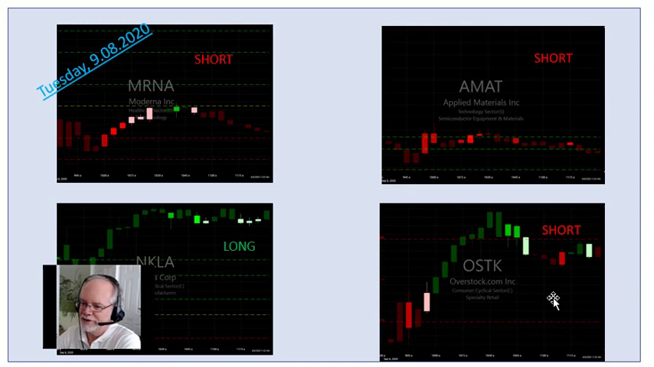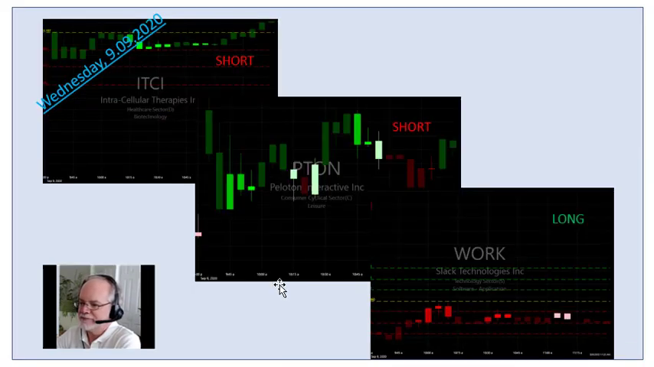For example, on Tuesday, 9/8/2020, I posted 4 trades in the morning chat room. 3 of those trades, as you can see, were short. 1 of those was a long. All 4 trades hit their targets. On Wednesday, I posted 2 shorts and 1 long. All trades hit their targets.